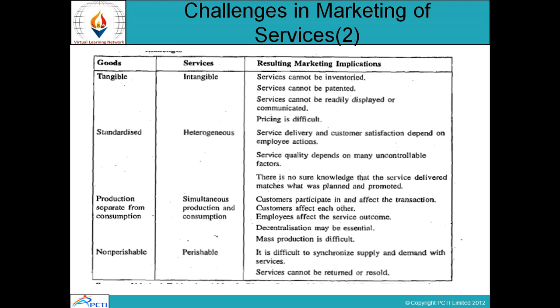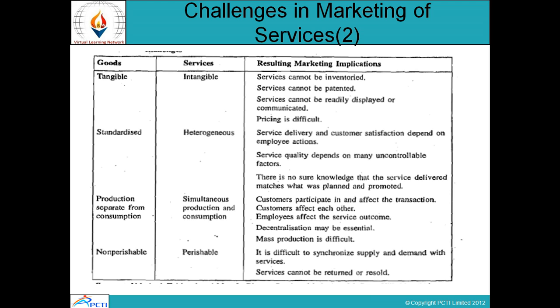Right? Tangible are goods and intangible are services. What are the resulting marketing implications? Services cannot be inventorized, they cannot be patented, they cannot be readily displayed or communicated, and pricing is difficult. Right? Another is standardized and homogeneous.